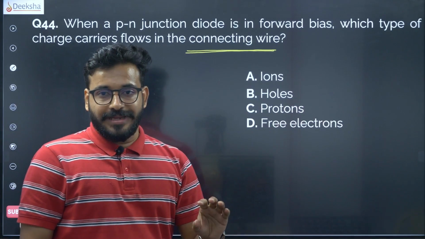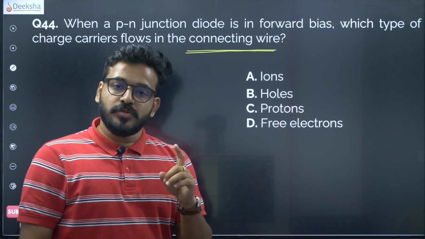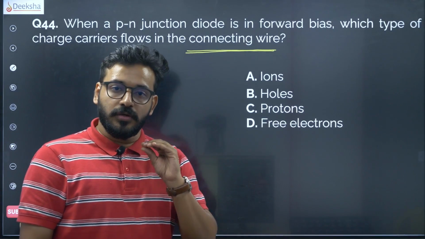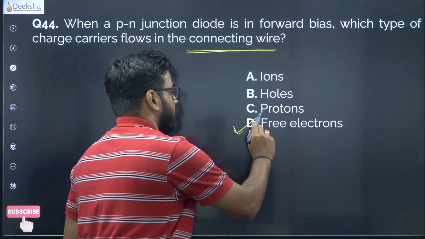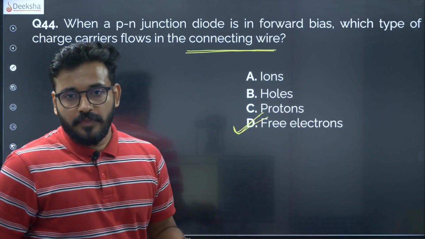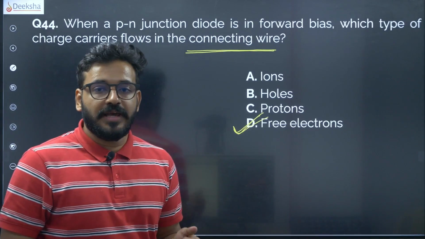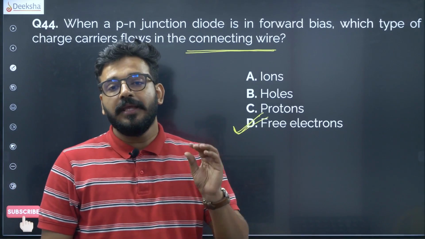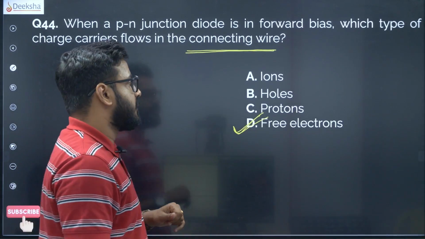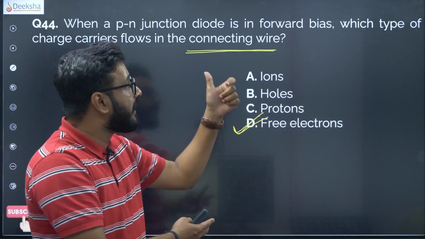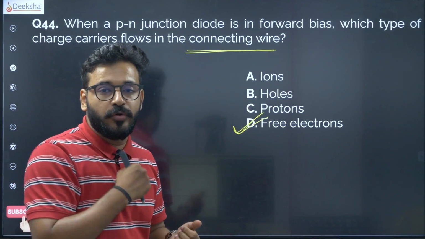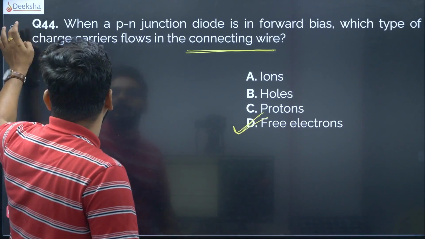When we are talking about the connecting wire, a conductor, there is only one source of charge carriers, that is basically the free electrons. All right, no other way. So the conductor, the connecting wire, will have only free electrons as the charge carriers. Very simple. I sometimes feel this is a silly question. If you didn't catch this, that's where you are going to have a problem. Otherwise, it's a very silly question.